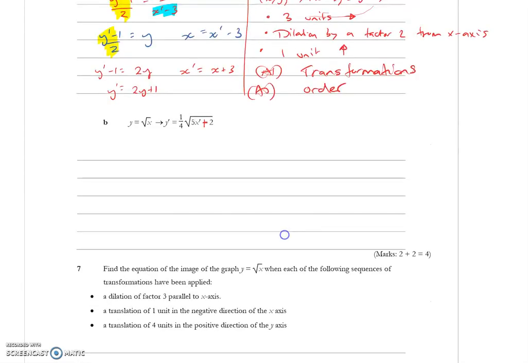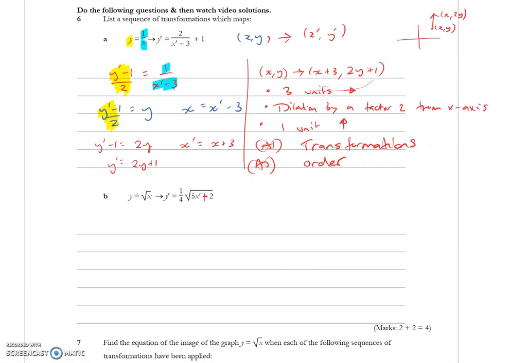Okay, so in this video we're going to go through another transformation question. List a sequence of transformations which maps y equals root x to the image y' equals a quarter times root 5x plus 2. Again, our first step is just to make things look the same or similar. So I'm going to rearrange this. If I multiply both sides by 4, I'd get 4y' equals square root of 5x plus 2.